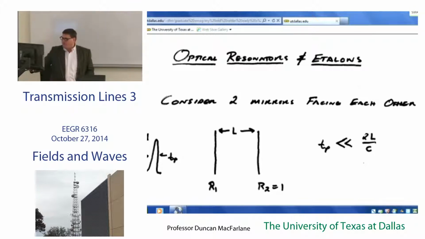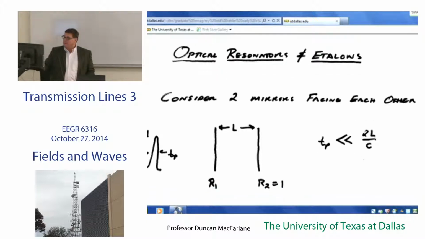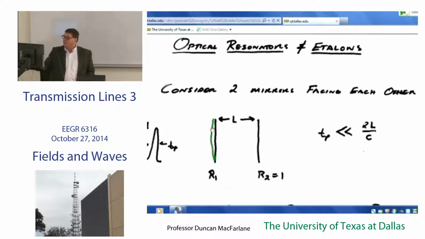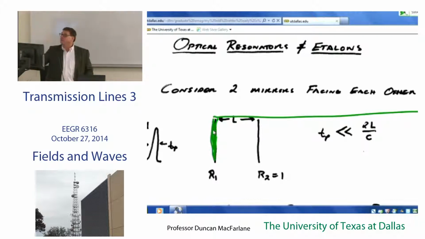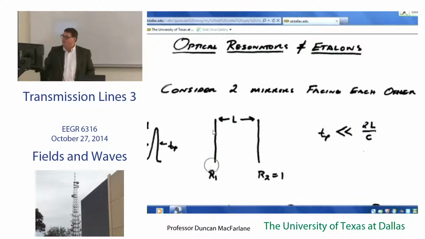And remember what we did with our transmission lines was we had one boundary, and then our transmission line went on forever and ever. Or our plane wave interacted with the dielectric, and the dielectric was semi-infinite, so it went on forever and ever and never stopped. Well, the question is, what happens if I've got one boundary and then another boundary?